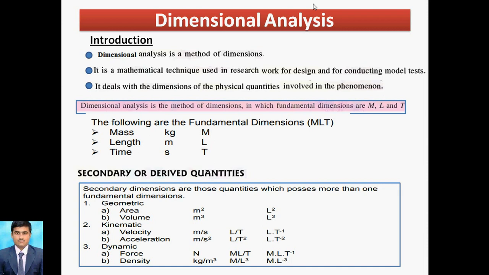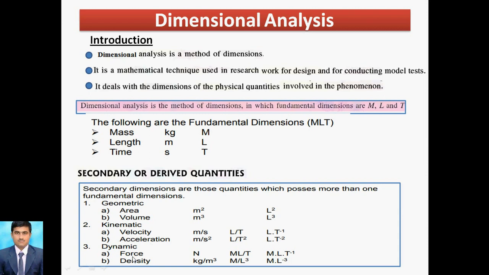Kinematic quantities: velocity is in terms of meter per second. Meter stands for L and S stands for T, because we are formatting in MLT. So I can write it as L T raised to minus 1, because T is in the denominator, and we take it to the numerator, that is why T raised to minus 1. For acceleration, meter per second square, that is L by T square, so we get L into T raised to minus 2. So this is the acceleration.